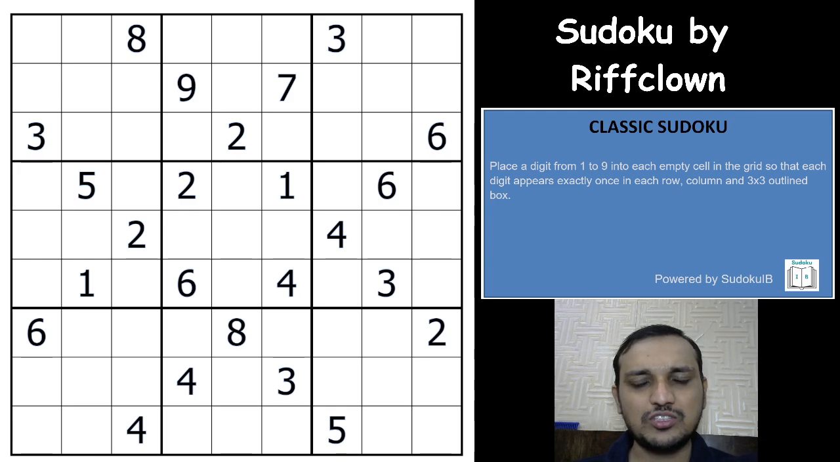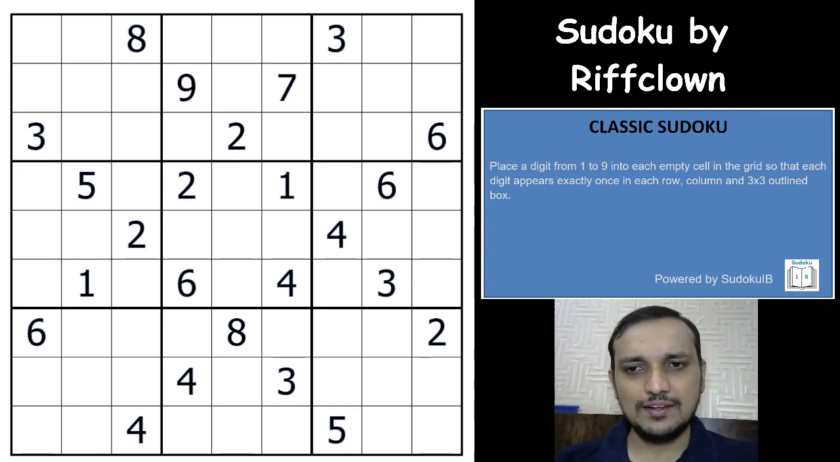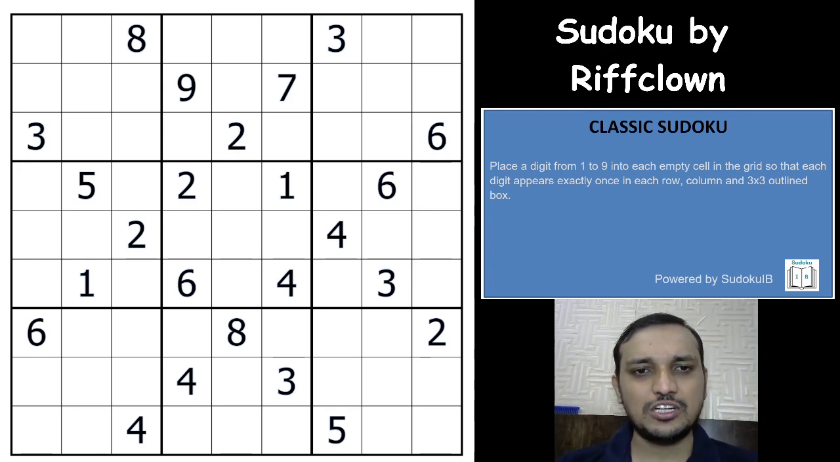So this Sudoku is constructed by riffclown, and I really thank the author for giving me an opportunity to cover a video on our channel. We have covered many Sudokus from the author, and I must say they are really amazing, beautifully designed, with excellent themes. So let us see if we are able to solve this classic Sudoku by riffclown.